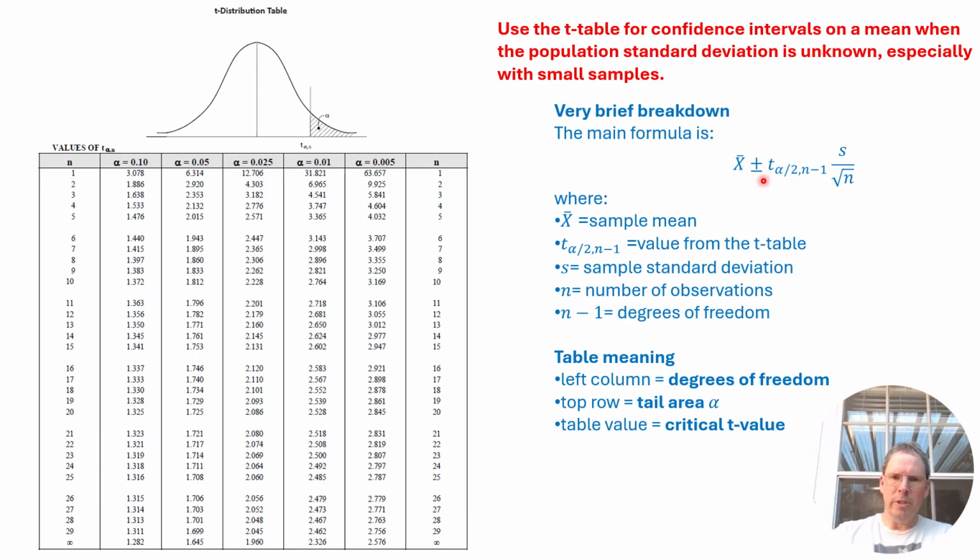And the main formula is this, if you go back to that confidence intervals, where X is the sample mean, and this is a value from the table, this is the sample standard deviation, number of observations, and degrees of freedom. And the table, meaning the left column is degrees of freedom, top row is the tail area, and the table value is a critical T value, okay?